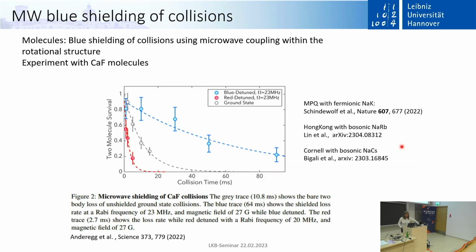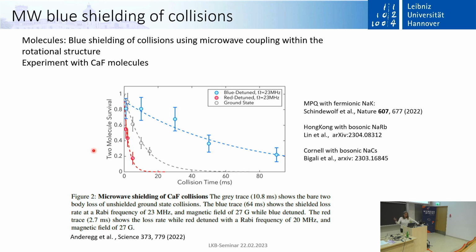Well, and you have seen the experiments from different groups around the world. At MPQ, they are working with sodium potassium and do the shielding and then get a quantum degenerate Fermi gas. In Hong Kong, they are shielding sodium rubidium molecules. At Cornell, sodium cesium molecules. And this has been the first experiment working with calcium fluoride at Harvard.